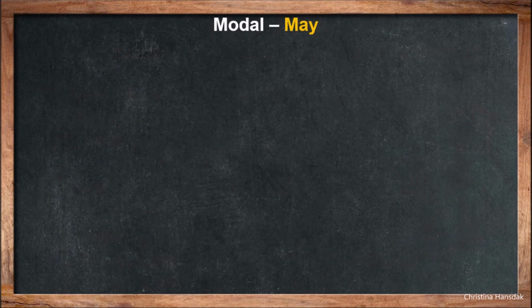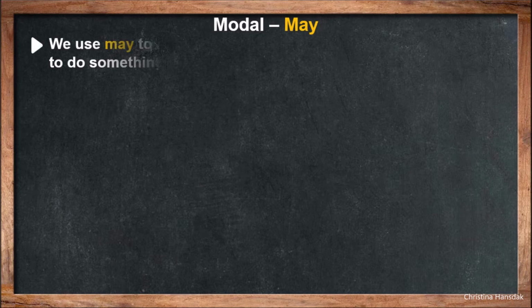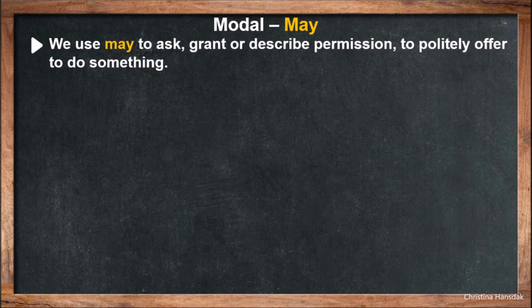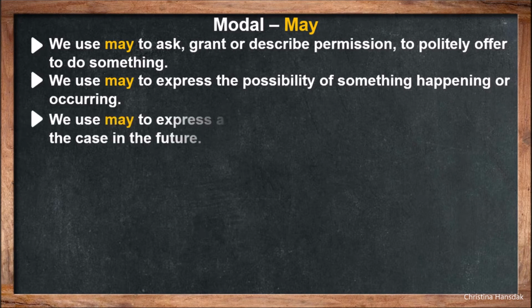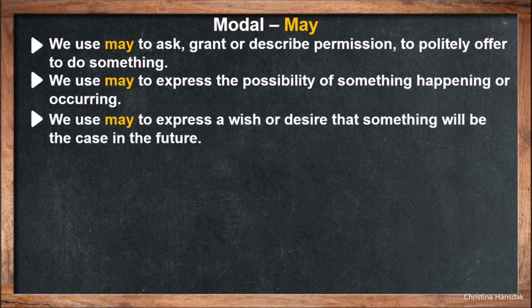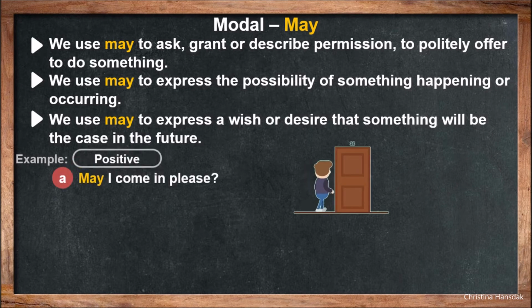Now, let's learn how to use the modal may. We use may to ask, grant or describe permission, or to politely offer to do something. We use may to express the possibility of something happening or occurring. We use may to express a wish or desire that something will be the case in the future. Example, sentence number A. May I come in, please?